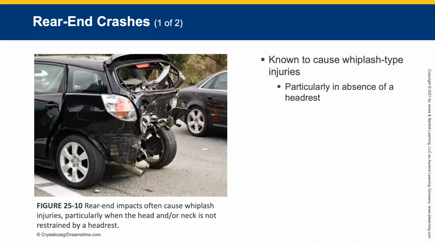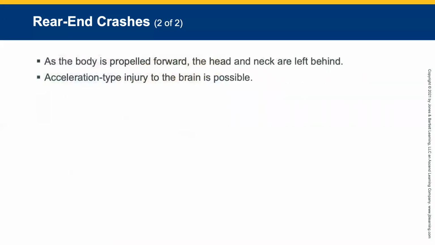I mean, that little car, there wasn't much protection back there anyway. It was like it was all plastic. As the body is propelled forward, the head and neck are left behind, so acceleration type injuries to the brain are possible. Passengers in the back seat wearing only a lap belt will have a higher incidence of injuries to the thoracic and the lumbar spine.